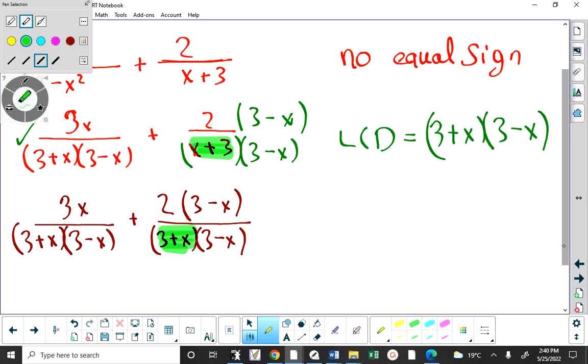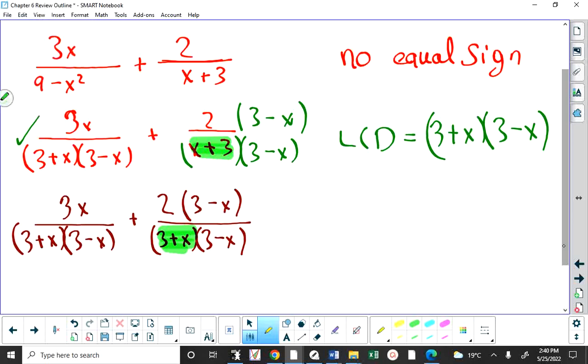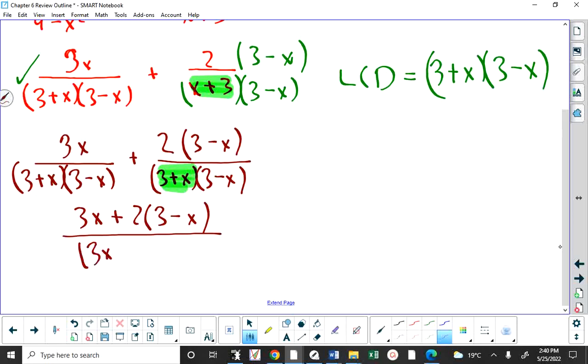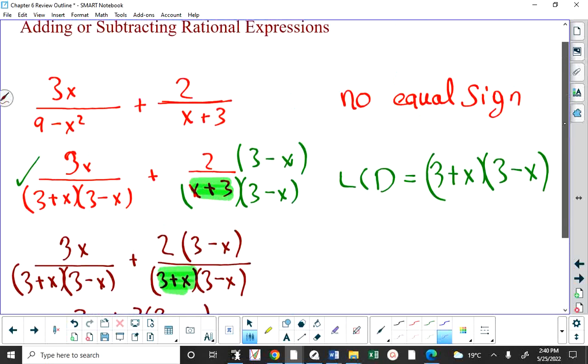Okay. So now we can put them together. We've accomplished our goal. 3x plus 2 times 3 minus x over our common denominator. We're not done, but I want to walk away from this just for a second because the rest of it is not my point. We are adding and subtracting.